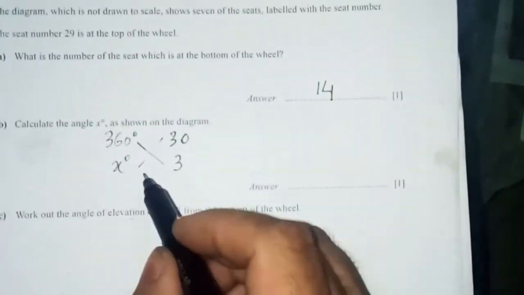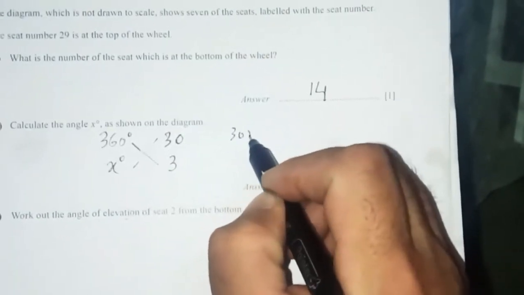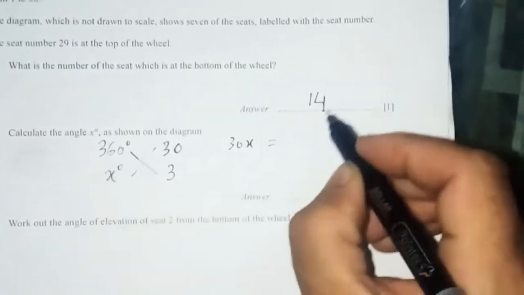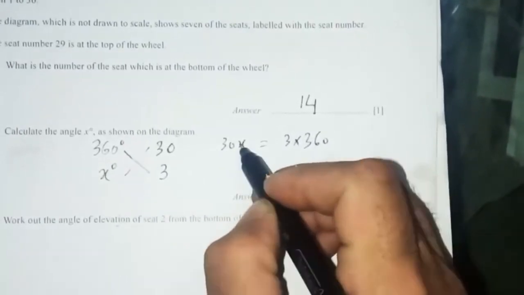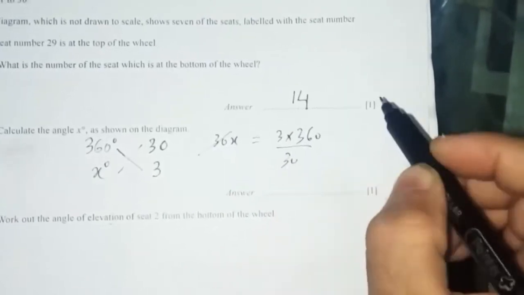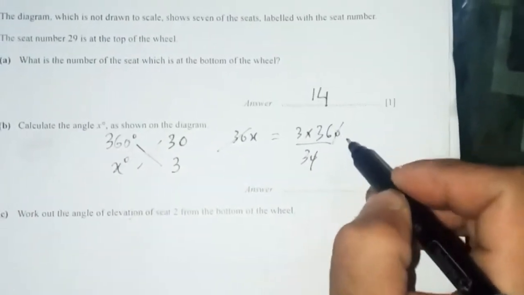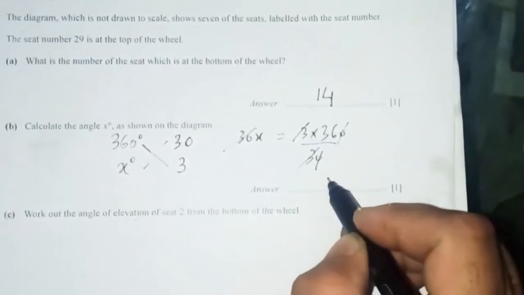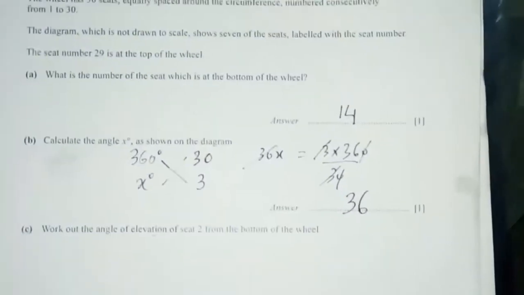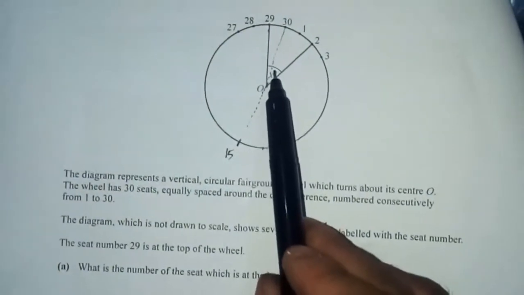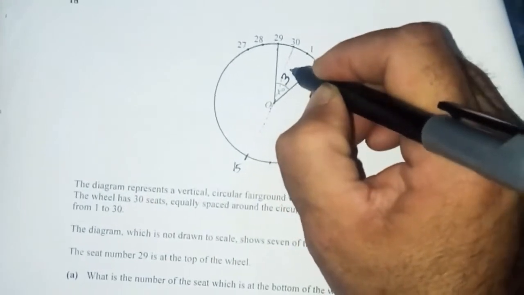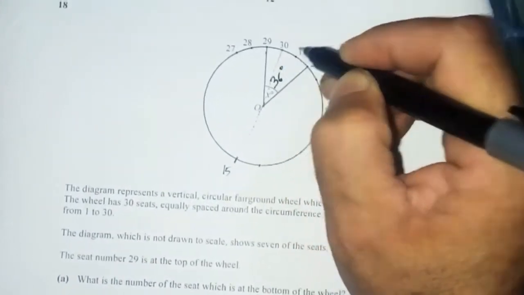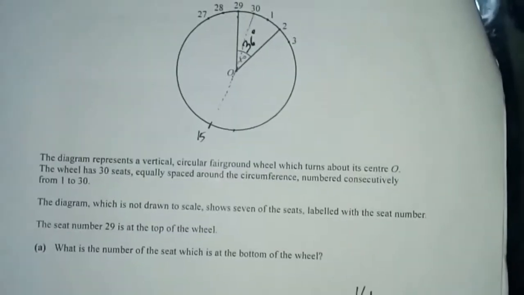After cross multiplying, 30x is equal to 3 times 360, and then this 30 will come into the denominator. Just simplification: zero cancels with 0, 3 cancels with this 3, and we get 36. So the angle here is 36. Let me write this 36 over here. It may be used in the next part of the question.